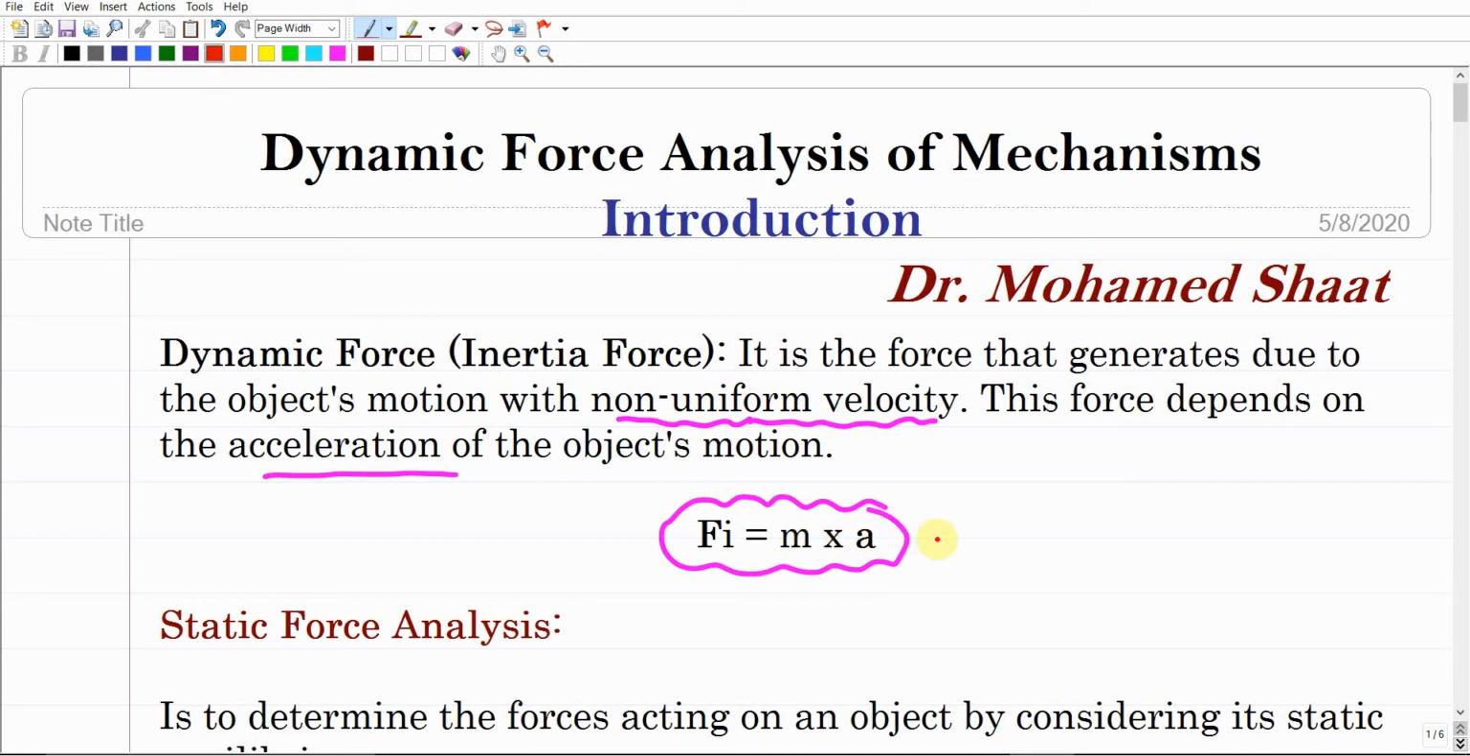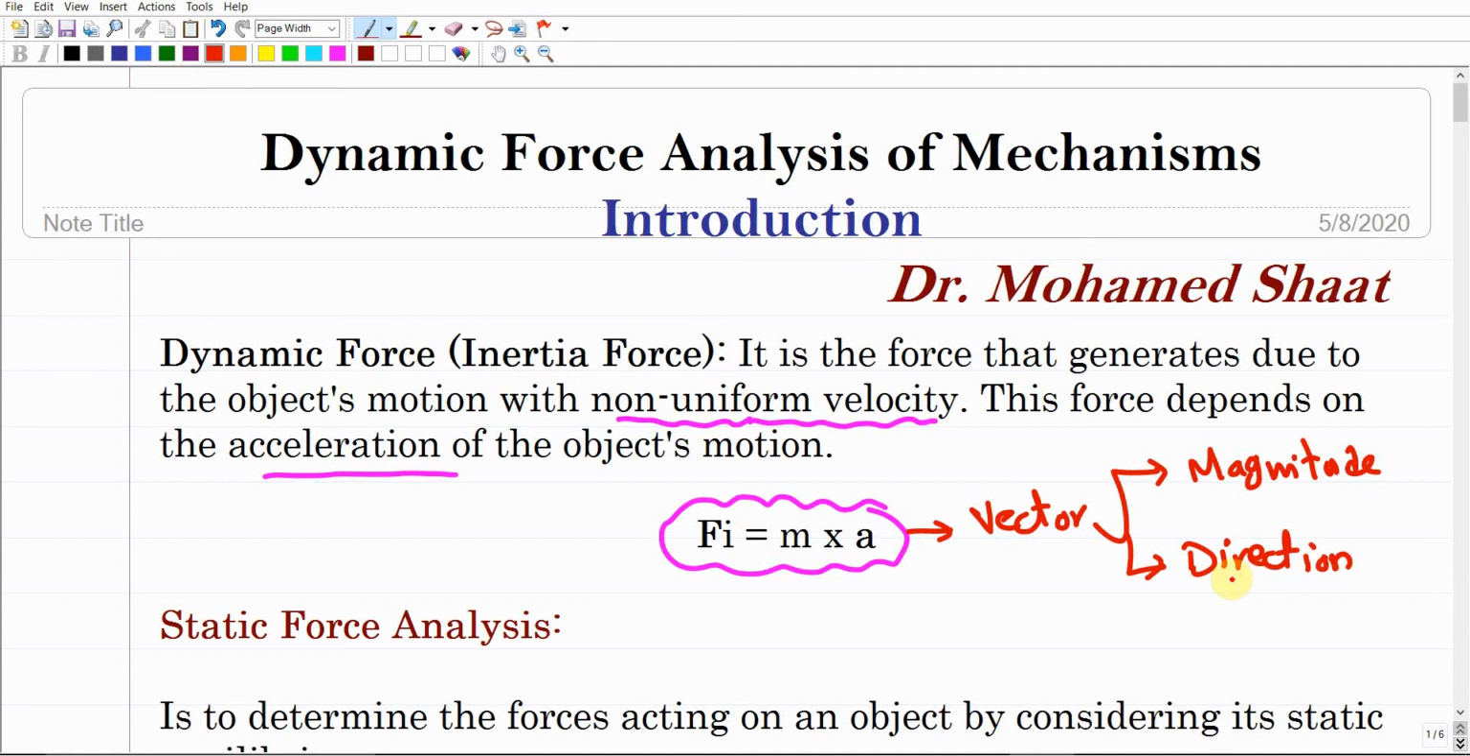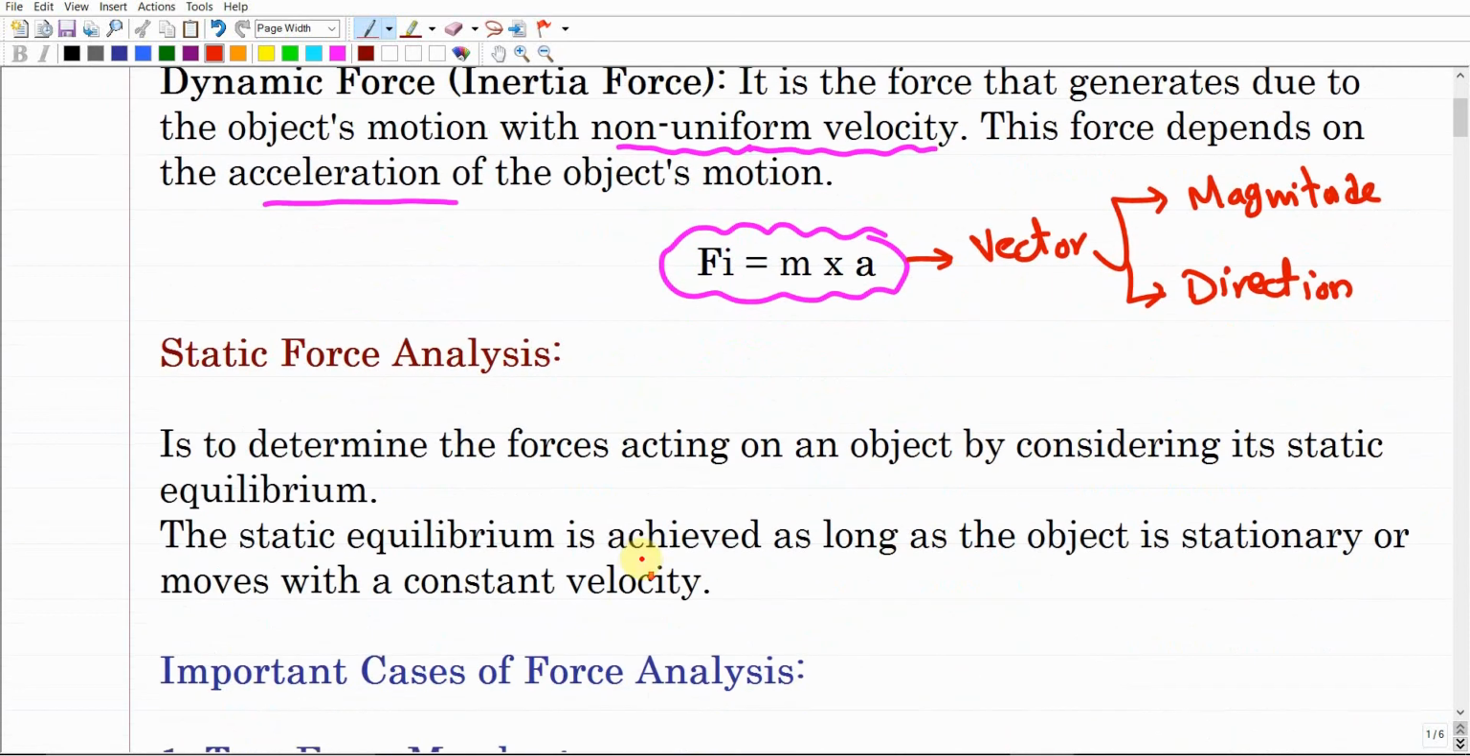As you know, any force should be a vector quantity. So this should be a vector quantity that has two values. One is the magnitude, which is just the value of the force, like 10 Newton, 10 pounds, whatever it is, and the direction. You used to have a direction for this force. Make sense? So it is a vector quantity.